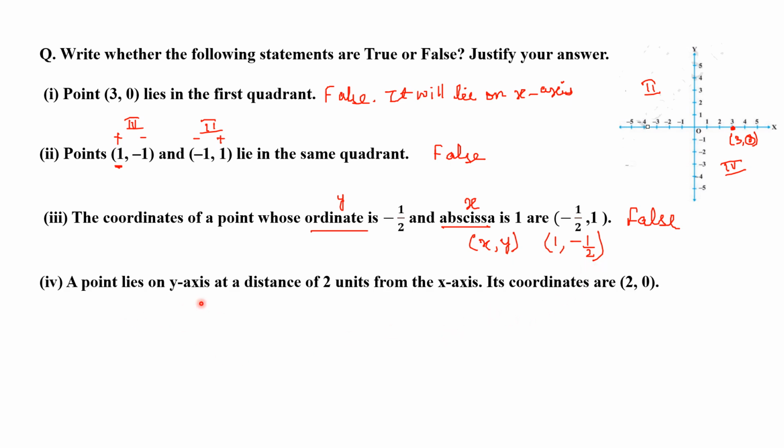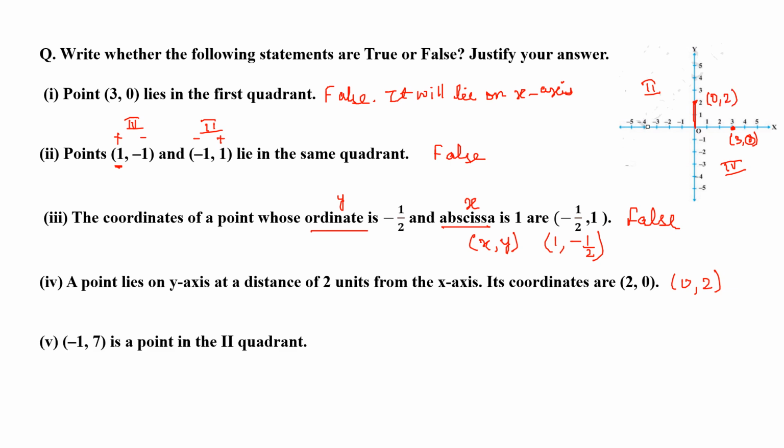Next is a point lies on y-axis at a distance of 2 units from the x-axis. Its coordinates are (2, 0). First of all, if the point lies on y-axis, the x-coordinate will be 0. Okay, the point is lying somewhere here. This is your y-axis, isn't it? So if a point lies on y-axis, the x-coordinate will be 0. So this is wrong. Here x-coordinate is given as 2. So actually it is (0, 2). Okay, the coordinate will be (0, 2) and it is given, it is at a distance of 2 units from the x-axis. First of all, it is on y-axis and it is at a distance of 2 units from x-axis. So this is your point (0, 2).